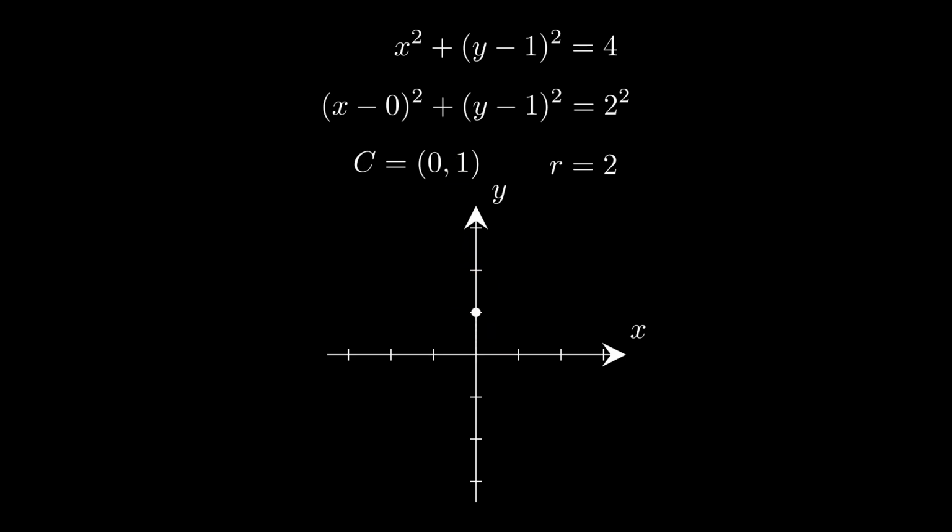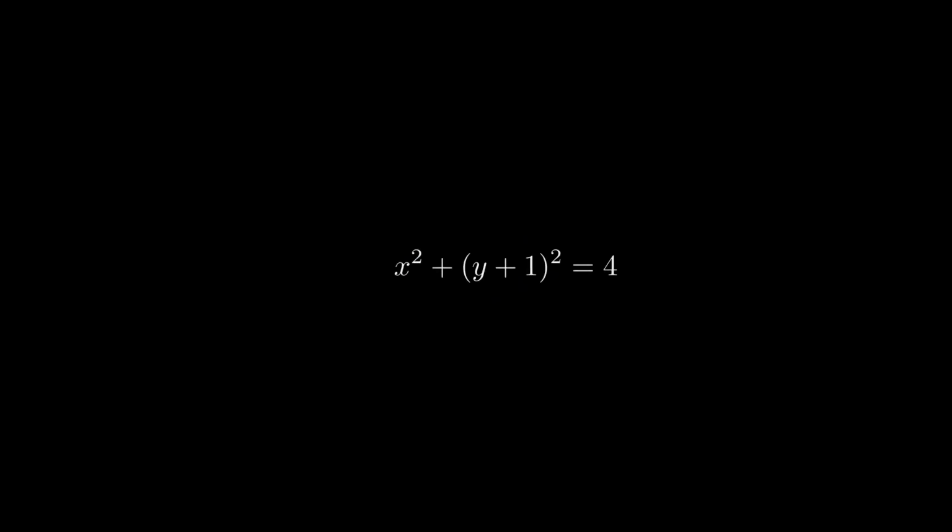To plot the circle, we need to draw a line from the center at 0, 1 that is 2 units long. Then, we can connect all the points that are exactly 2 units away from the center to form the circle. It's that simple. You now have the information about the coordinates of the center and the length of the radius, which we are already familiar with when dealing with circle equations.